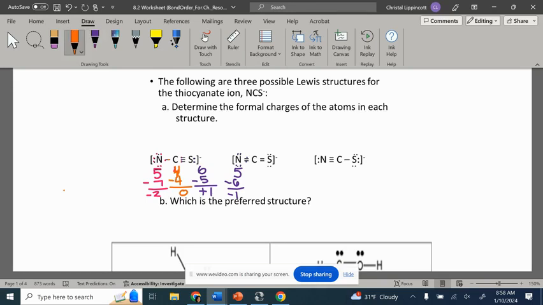Carbon then, we said before, and it stays the same, should have 4. It has how many? 1, 2, 3, 4. 4. Yep. So 1, 2, 3, 4. So its formal charge is 0.